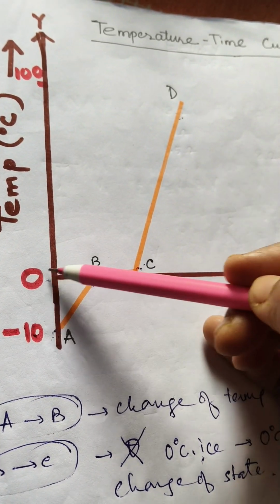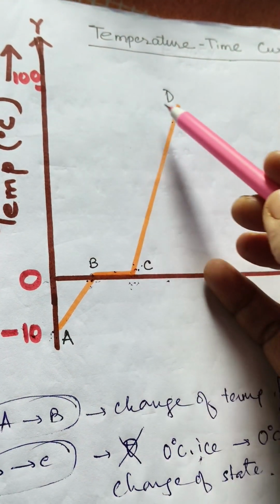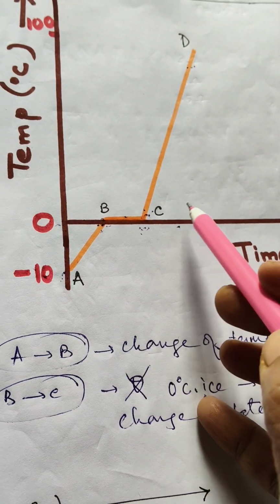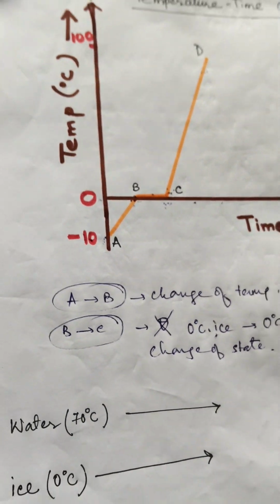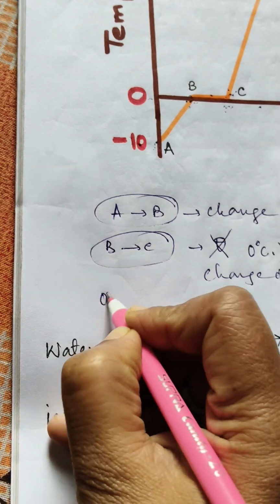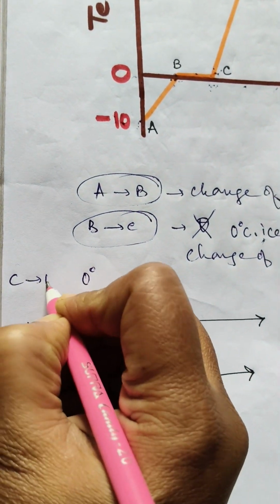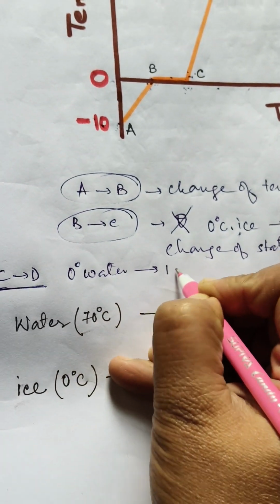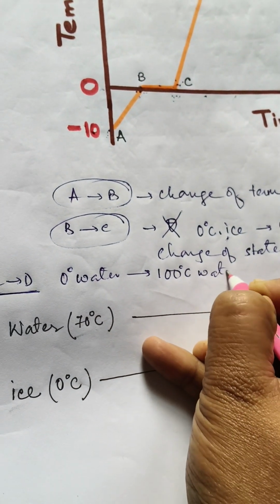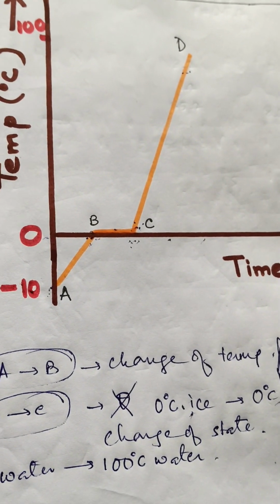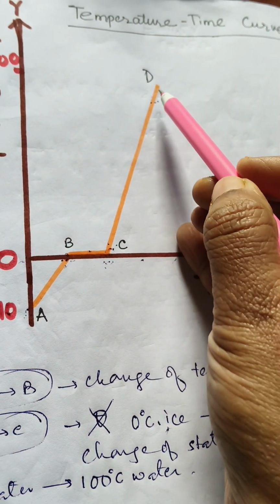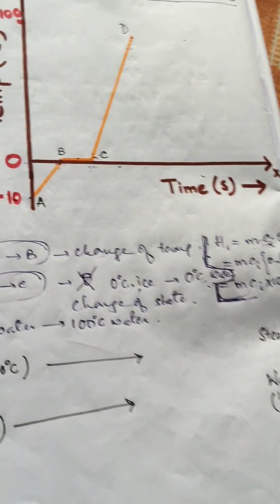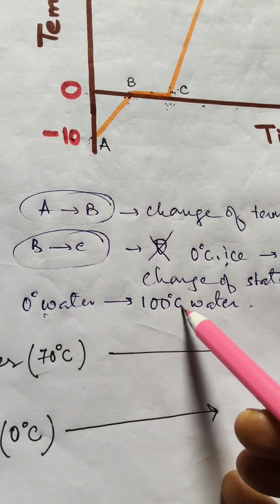So from C it's 0 degrees, and then to D it's 100 degrees. Okay, from C to D, during this time we have a change of temperature from 0 to 100. So what is happening is from C to D, 0 degree water gets converted to 100 degrees centigrade water. There is no other thing written here. It could be another parallel line to the time axis. I'll discuss it later. Just now what we have is 0 degree water to 100 degree water.